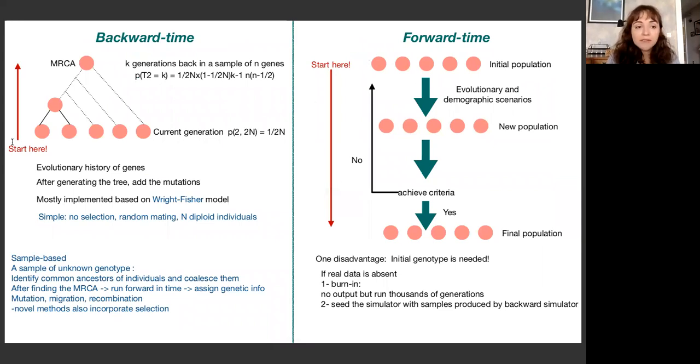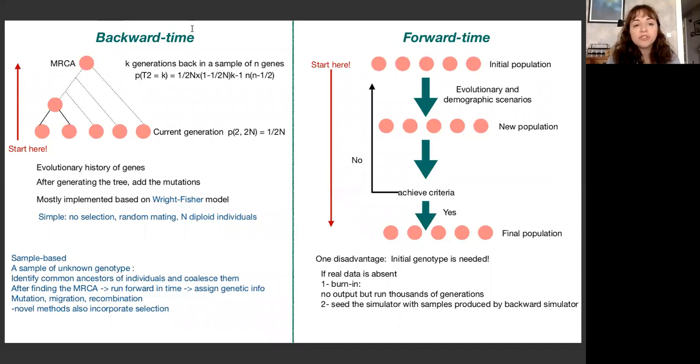In the backward time approach, imagine that this is the current generation. You start here and go back in time until you coalesce all the samples into the most recent common ancestor. And then you can track the evolutionary history of the genes. After generating the tree, you add the mutations.